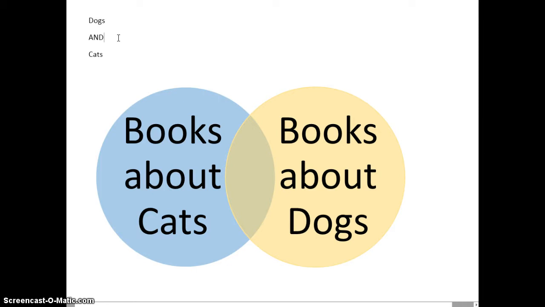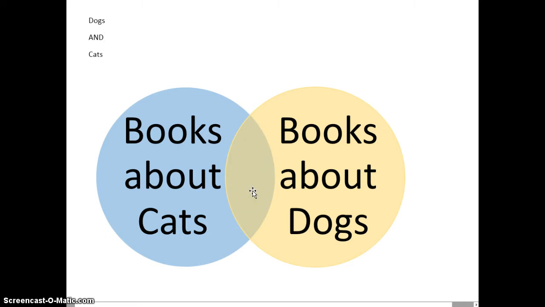If you connect dogs and cats with the word and, dogs and cats, what you're saying is, I would like to find books that mention dogs and that mention cats. You're saying you only want to find books that mention both of those topics. So for this search, you would receive back only the books in this green overlapping area of the two circles.